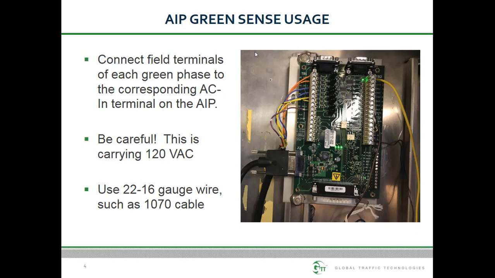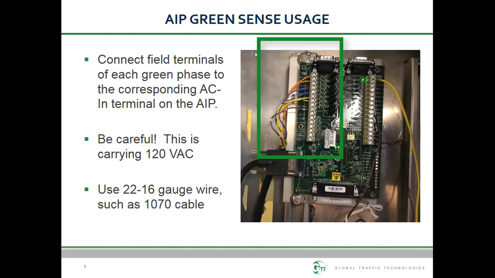EVP or TSP call. Keep in mind that making these connections may expose you to 120 volts AC, and loosening the field terminal wires may cause the conflict monitor or MMU to put the intersection into flash. Follow your jurisdiction's guidelines as to whether the intersection should be put in flash while making these connections. If jurisdictional guidelines allow, make any given phase connection while that phase is red.